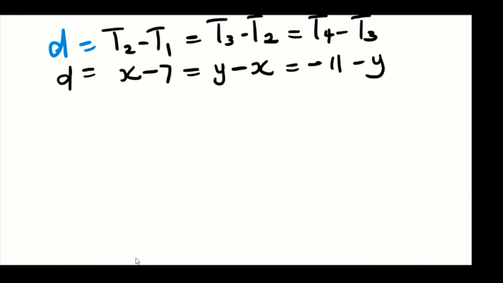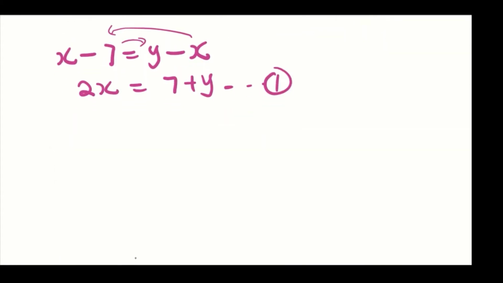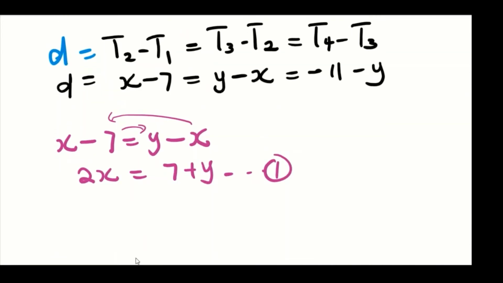So we will have x minus 7 is equal to y minus x, and then if we transpose the x to the other side, we have 2x equal to, and transpose the minus 7, we have 7 plus y, right? And I label this equation 1, and then we will use this portion here and say y minus x is equal to minus 11 minus y, right?